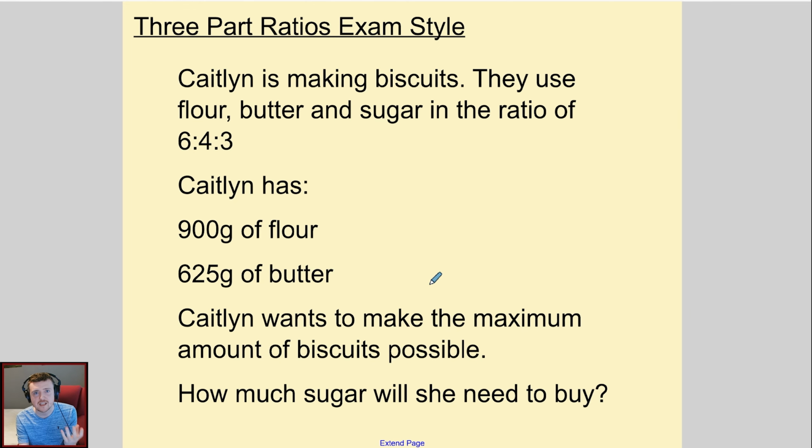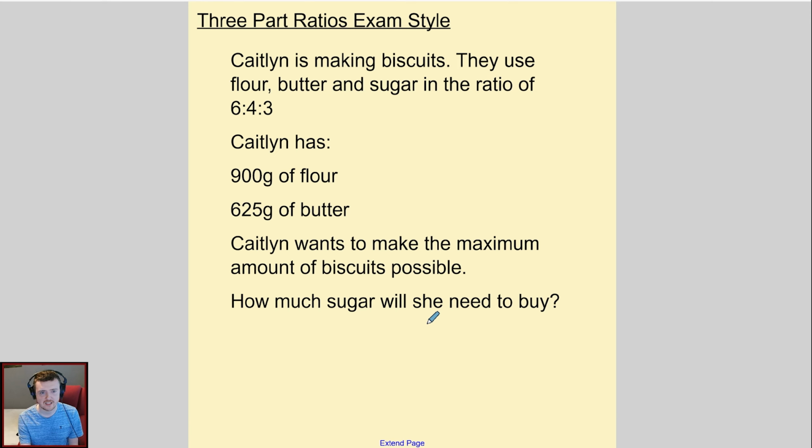Okay, so this was on a calculator paper. If you could do it without a calculator, even better, but this is on a calculator paper, so you're allowed to use one. First thing I always do, just because if you do it all the time, it becomes a habit and it becomes straightforward, you don't even think about it, you just start doing it, is I write the ratio out again in bits. Flour, butter, sugar. Okay, and I know that this is 6 to 4 to 3. Okay. That is my commonly used thing right now.